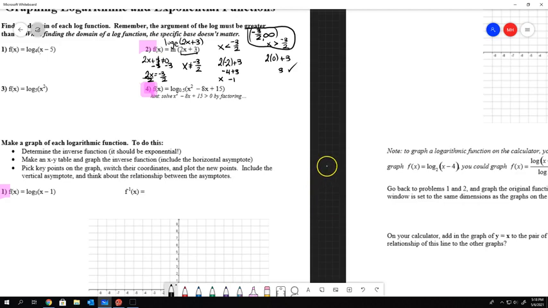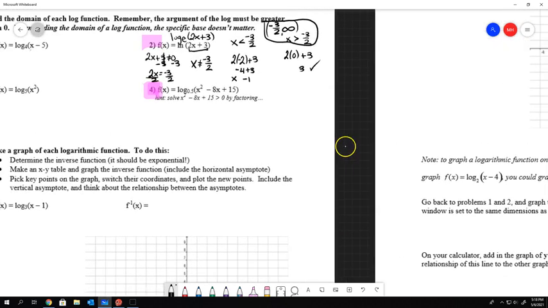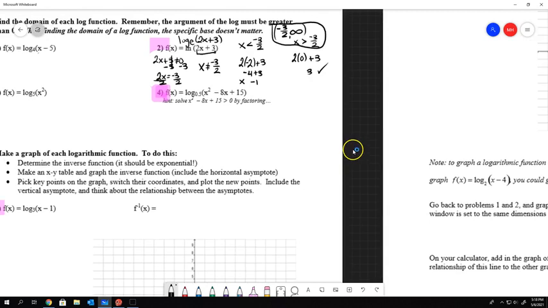So let's look at number 4. So 4 gives us a hint. It says, hint, solve x squared minus 8x plus 15 is greater than 0 by factoring. So we want to factor our argument this time. Well, if I'm factoring, I need two numbers that multiply to get us 15 and add to get us negative 8. So that would be x minus 3, x minus 5, greater than 0. And I know that I have to be greater than 0 for my argument, which means I don't want to be either of these solutions.